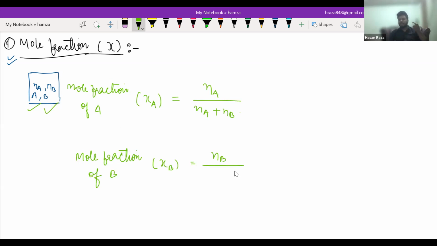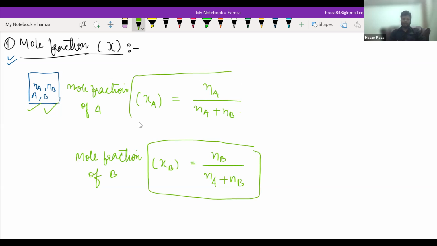And you can see since the container has two components, the total will be number of moles of A plus number of moles of B. So basically this is the formula for calculating mole fraction. And you should know how to calculate number of moles.